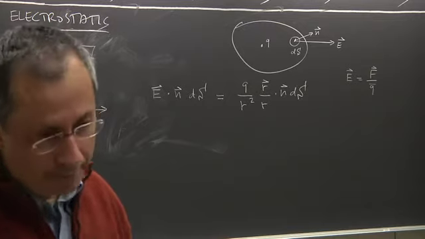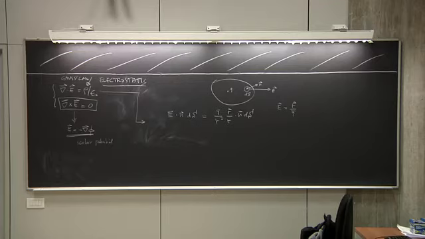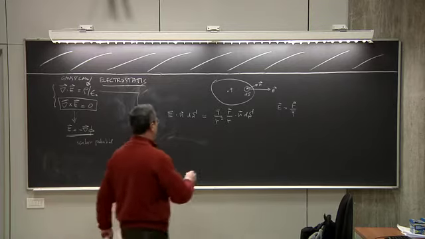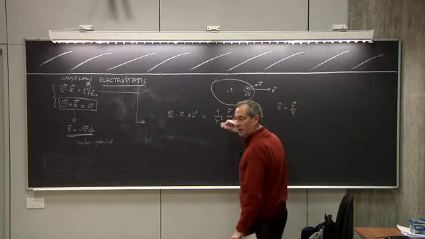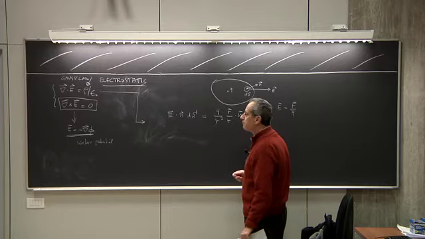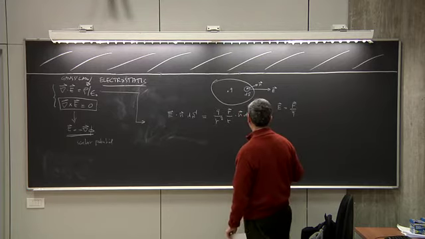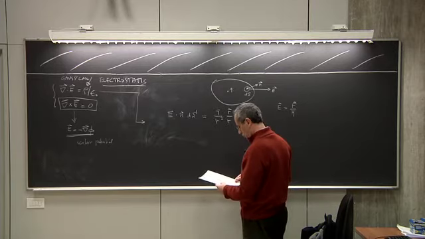What? This one, you mean? Yeah, well, just to keep track of the direction. No, just 1 over epsilon. Ah, the 1 over epsilon. 1 over 4. That's right.